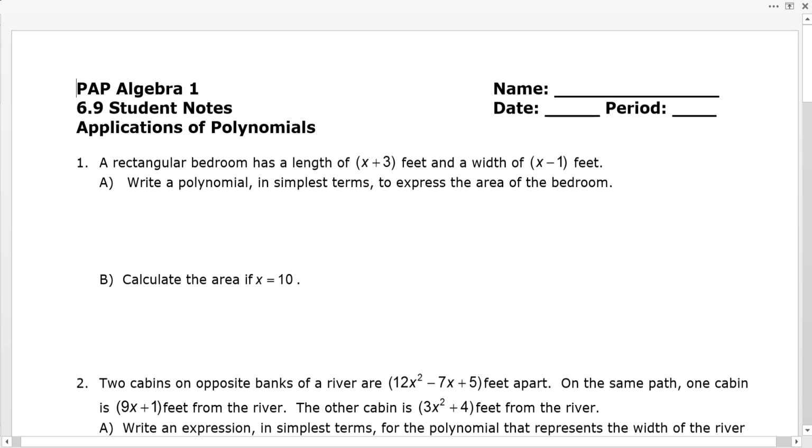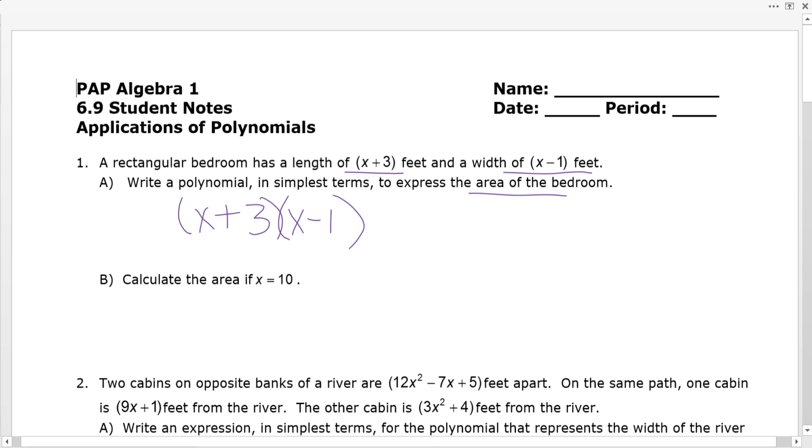So, let's start with the first problem and think about writing the equations or the polynomials before we start. So we have a bedroom that's a rectangle, and we have the length and the width. So to find the area, we're going to multiply x plus 3 times x minus 1.